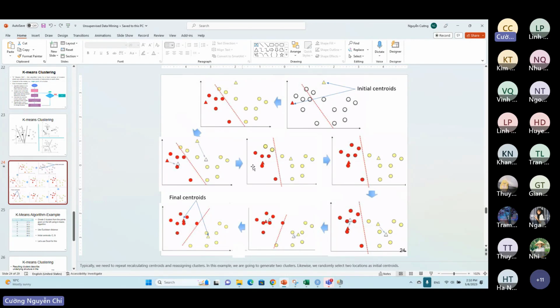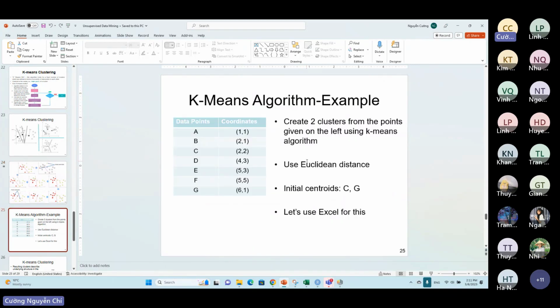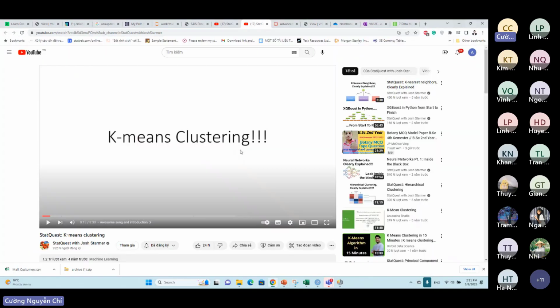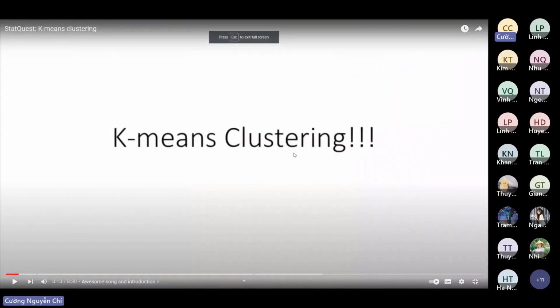Thì đó là cái basic idea của k-mean cluster, nhưng mà xíu nữa thầy sẽ demonstrate nó bằng máy tính luôn cho mọi người xem. Don't worry. But first, understand about what is k-mean cluster. Okay, watch the video and then take a break.